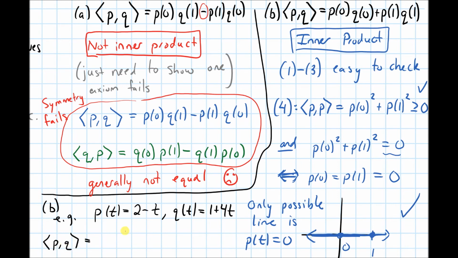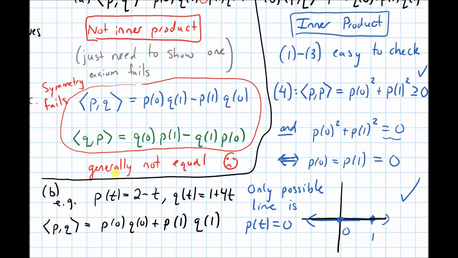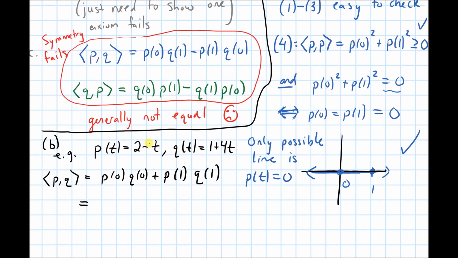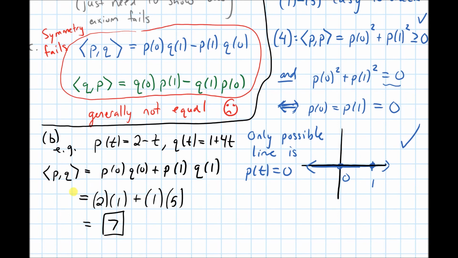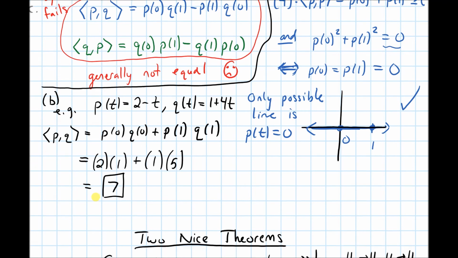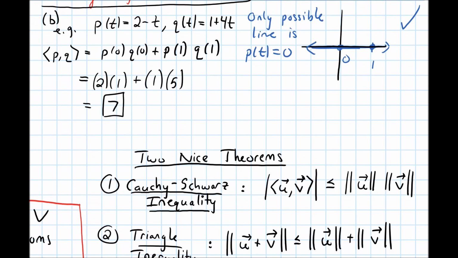Using the formula, this should be P of 0 times Q of 0 plus P of 1 times Q of 1. So let's just evaluate what that is. P of 0 is 2 minus 0, which is 2. Q of 0 is 1. P of 1 is 2 minus 1, so that's 1. And then Q of 1 is 1 plus 4, that's 5. So overall, we have 2 plus 5, which is 7. So that's what the inner product of these two polynomials is. It's 7.